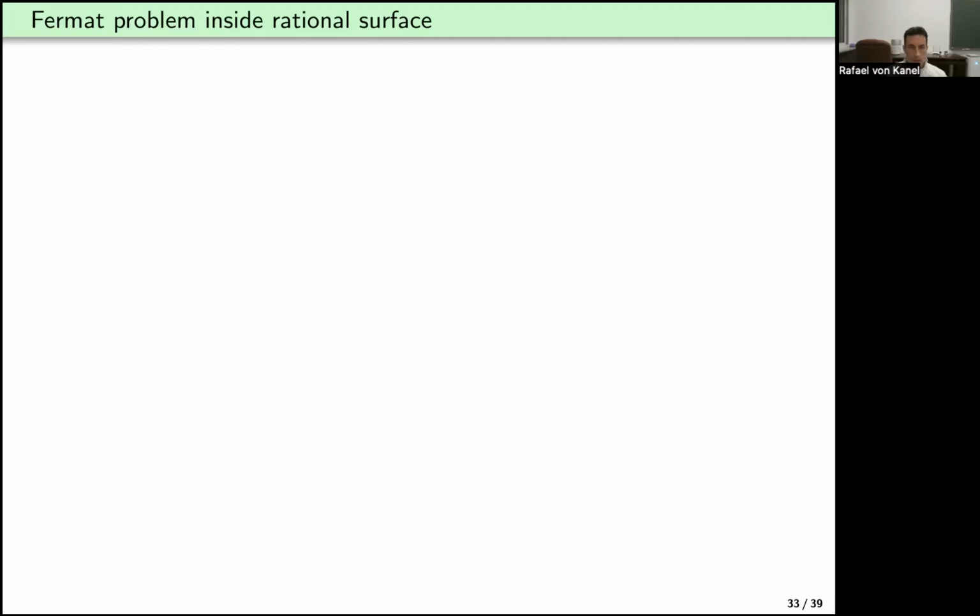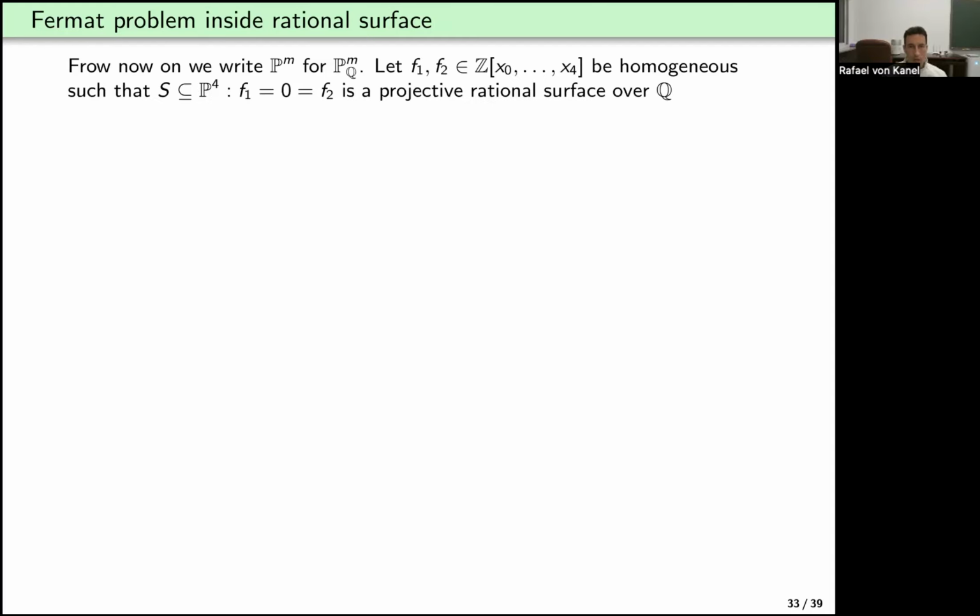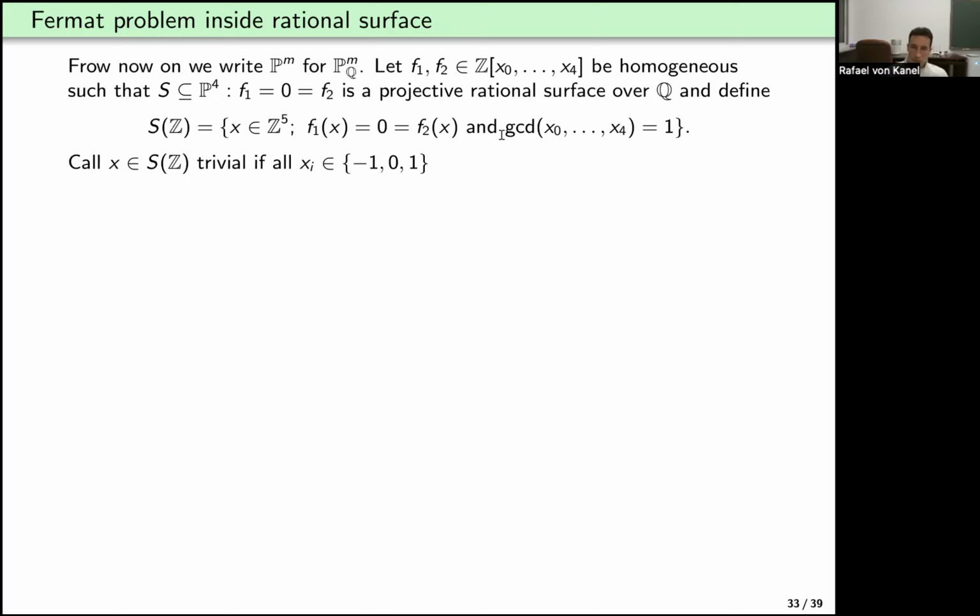And I would like to discuss this Fermat problem inside some rational surface. So I write Pm for Pm over Q, and I let F1, F2 be two homogeneous polynomials in 5 variables, so that they define a surface S inside P4, which is a projective rational surface over Q. And then we can look at the set S(Z), which is essentially all the solutions x in Z^5 of these two polynomials F1, F2, and the GCD of the coordinates is 1.